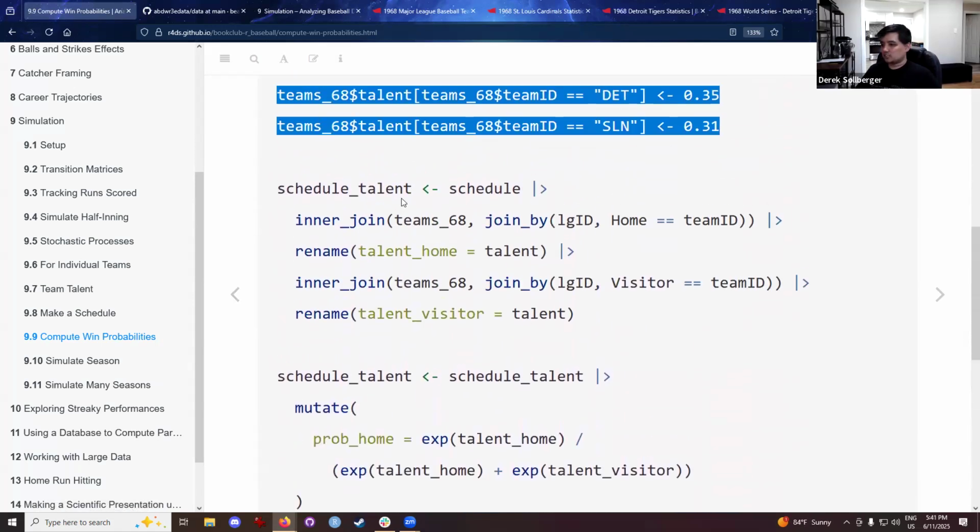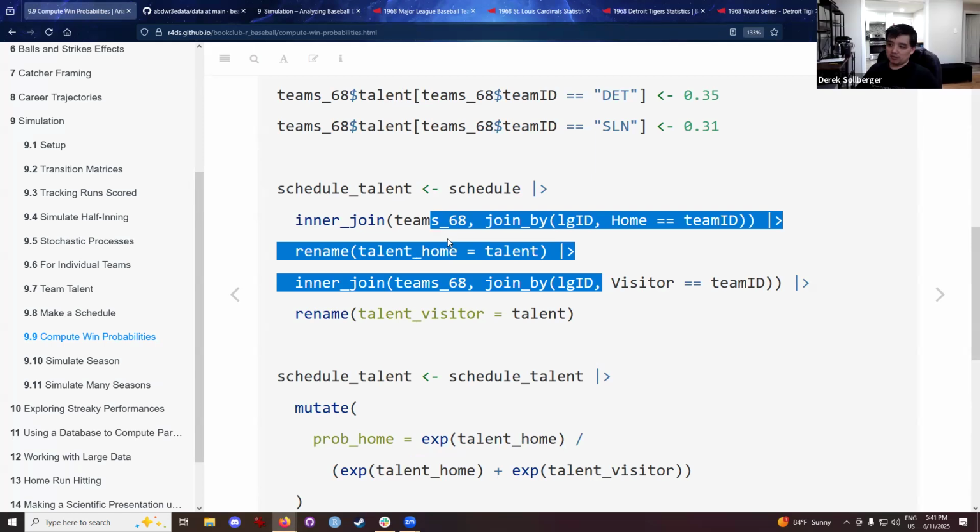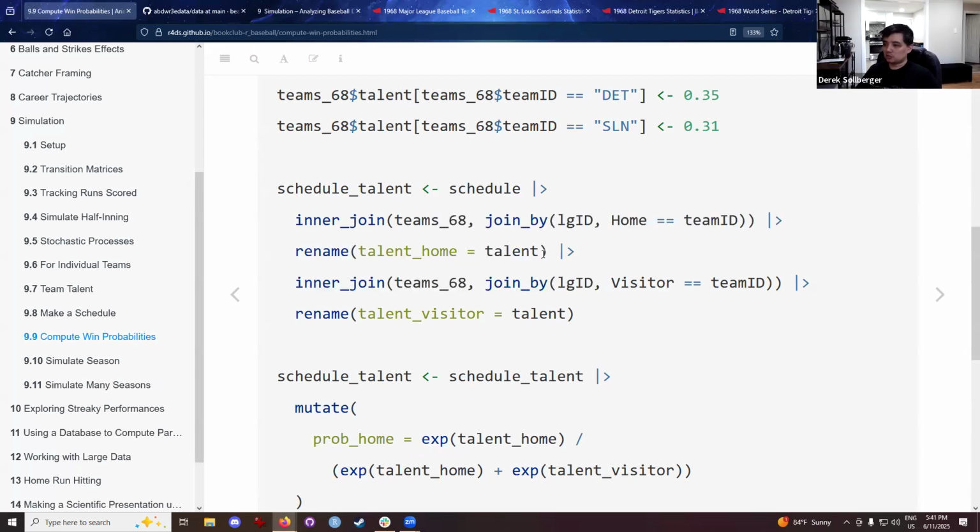I might be talking fast just in case we need some time at the end. We attach the talent column to what we had before, and we're bringing in the American League and National League back together again, so we don't need a separate talent column, so we're going to rename those as well. And also, we're assuming that the team talent is independent of the home or away nature.